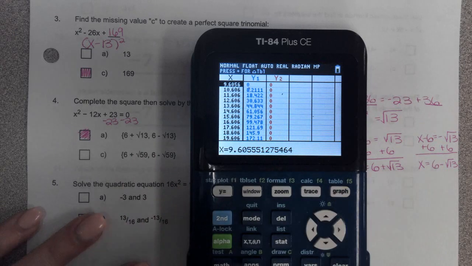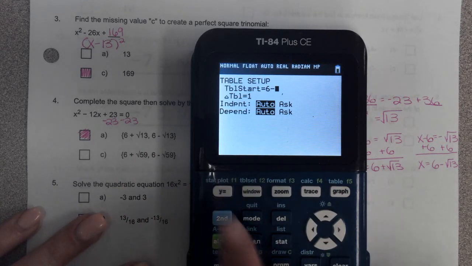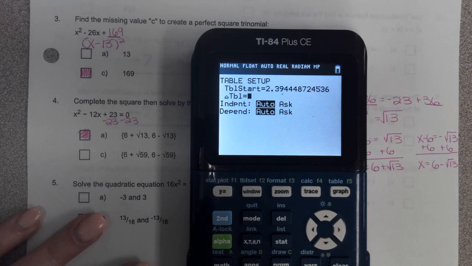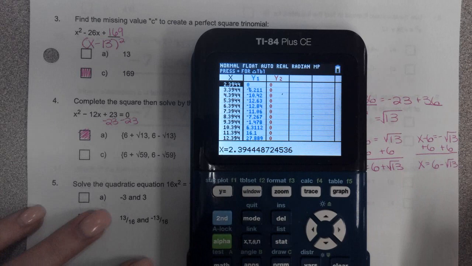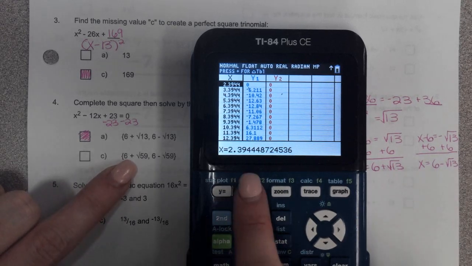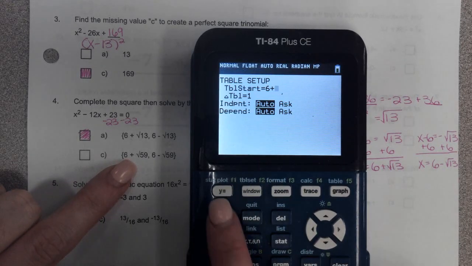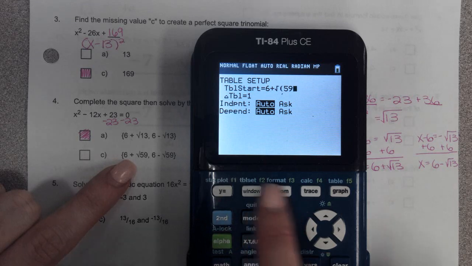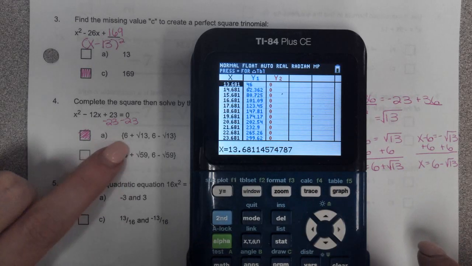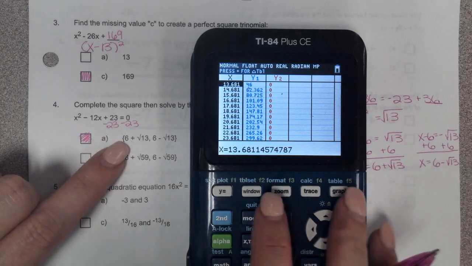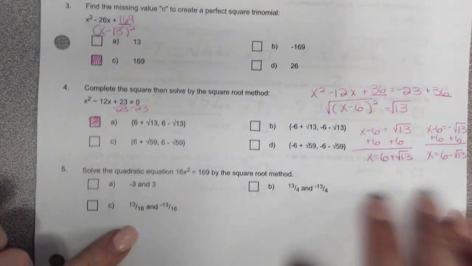Okay, well, let's try the other one. Second window, 6 minus the square root of 13. Second graph. Yes, they're the same there. You'll notice if you jump to one of these, second window, 6 plus the square root of 59, no, they do not match there. So you can use your multiple choice answers to help you find the correct answer.